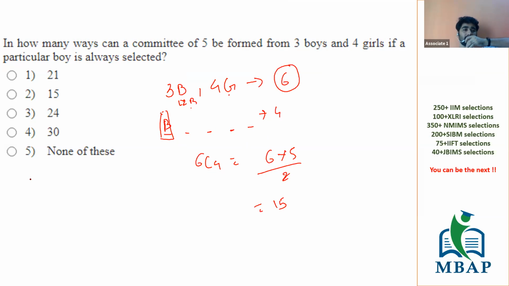Hence your combination is 6C4, and we know that nCr can be written as nC(n minus r). Hence 6C4 can be written as 6C2, and that is our answer. Is it clear now, Dhanashri? Okay.